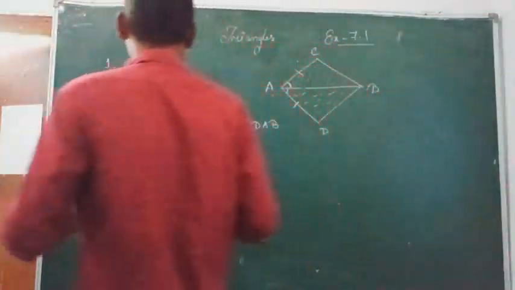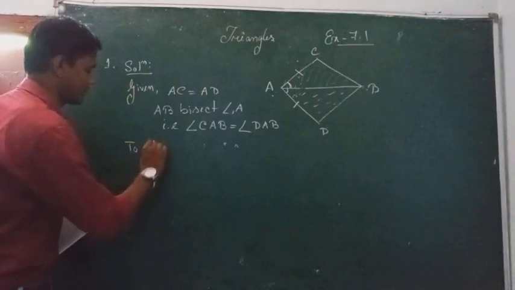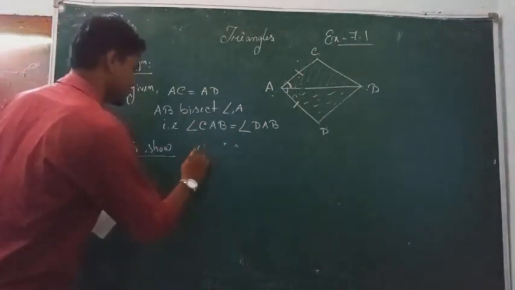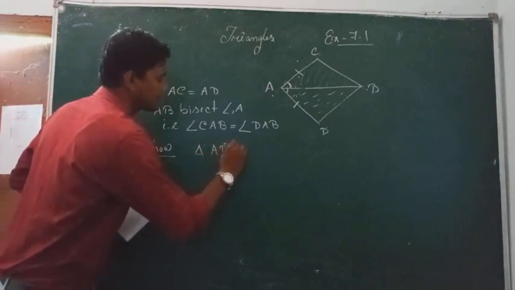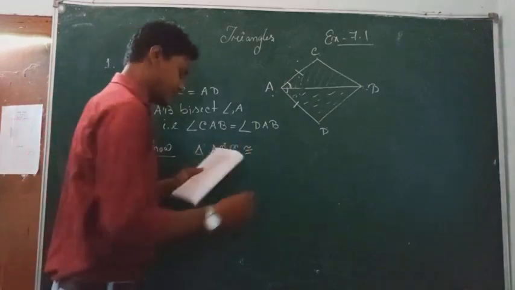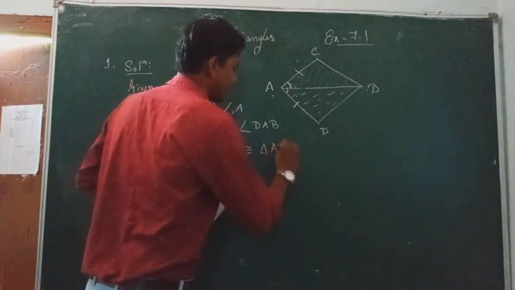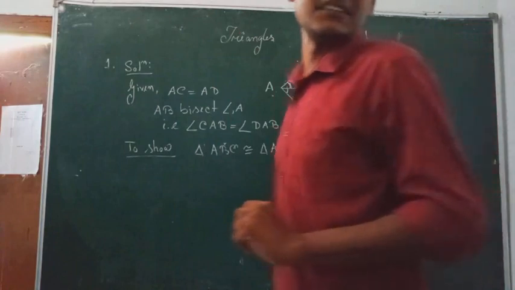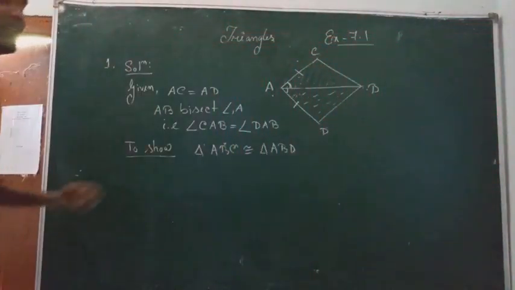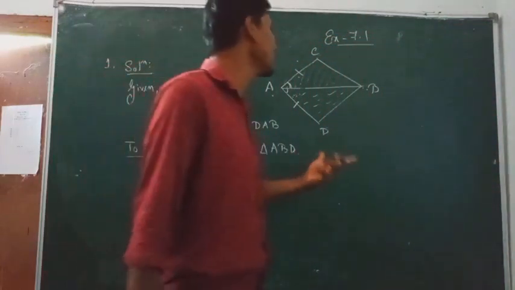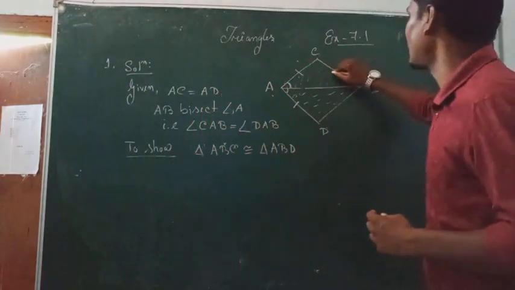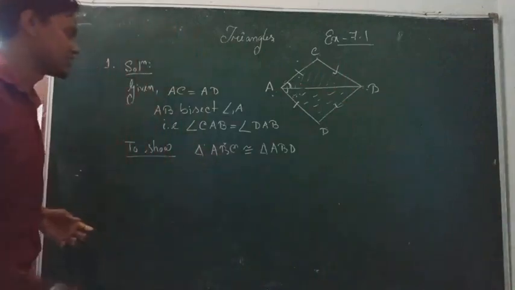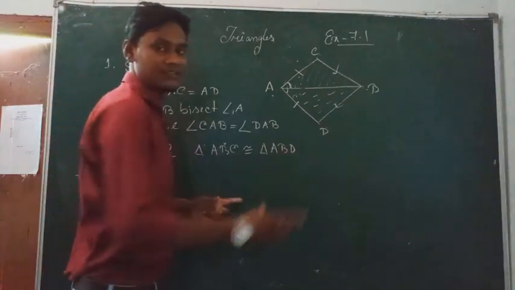What we need to show is that triangle ABC is congruent with triangle ABD. These two triangles are congruent. Apart from this, one question has been asked: what can you say about BC and BD? We will talk about this later on. Let's see how we can show that these two triangles are congruent.